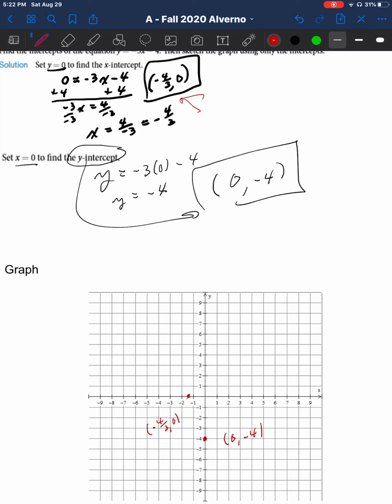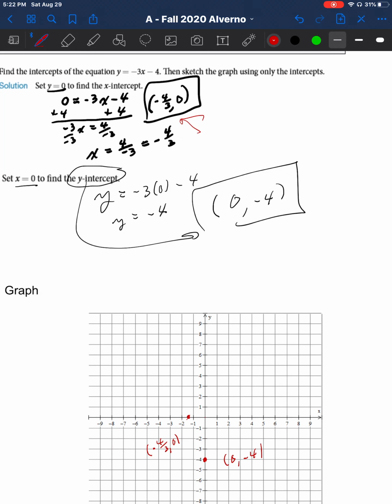With those 2 values, we can now draw the line. Between these 2 points, we'll draw a straight line, as best as I can. And that is now the line for y equal to minus 3x minus 4. Let me show this for a minute.